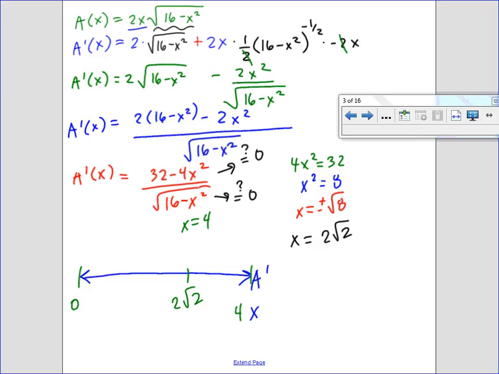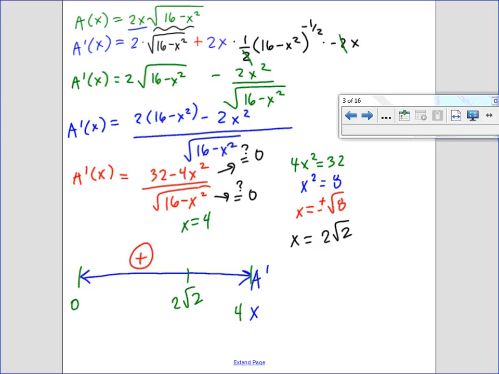So let's go ahead and pick a convenient x value between 0 and 2 root 2. How about 1? Where am I going with 1? I'm going into my A prime fully factored expression, or my A prime fraction here. If I put in 1 for x, I get x squared is 1 times 4 is 4. 32 minus 4 is positive over positive is positive. So A prime is positive on the interval 0 to 2 root 2.